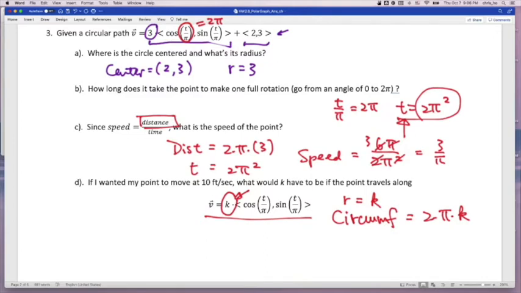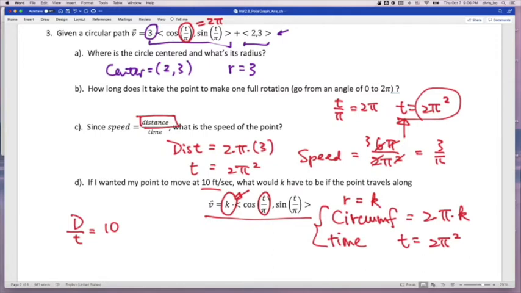And what about the time it takes for a complete rotation? Well, it's the same value, right? What we see here is the same value as before. And we already calculated the period is t equal to 2 pi squared. Okay, so for the speed to be 10, I need to set the distance over time to be equal to 10.